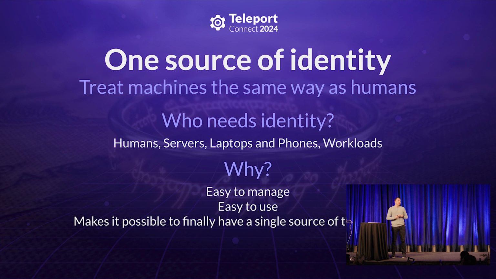Why is it so important? Why does it reduce complexity so much? Because if you have identities of everything and everyone in one place, then you can enforce zero trust easily. Then you can have a single source of policy easily. That reduces complexity dramatically.